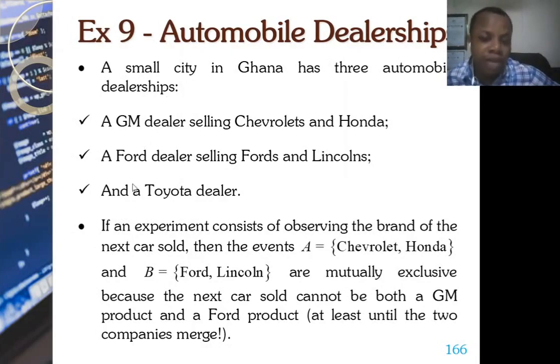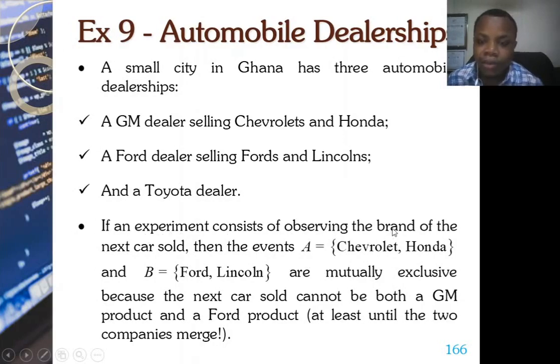Suppose that we would like to perform an experiment that consists of observing the brand of the next car which is going to be sold. In this case, we could represent event A as cars being sold by GM Motors, that is the Chevrolet and the Honda. We could also look at event B, which is the Ford dealership, who sells mainly the Ford and the Lincoln. Finally, we will look at the Toyota.